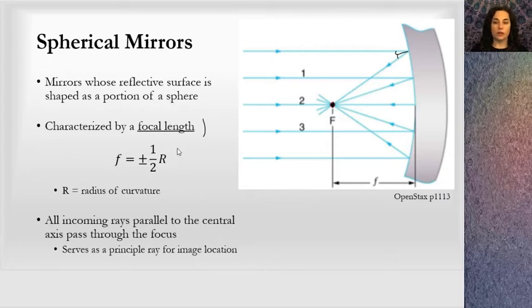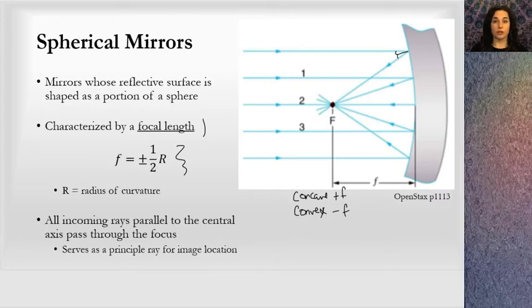When I look at the equation for the focal length, R is the radius of curvature. And then I also have a plus or minus for the difference between a convex and a concave mirror. Concave has a positive focal length and convex has a negative focal length. So that's why you see the positive or negative in this equation.